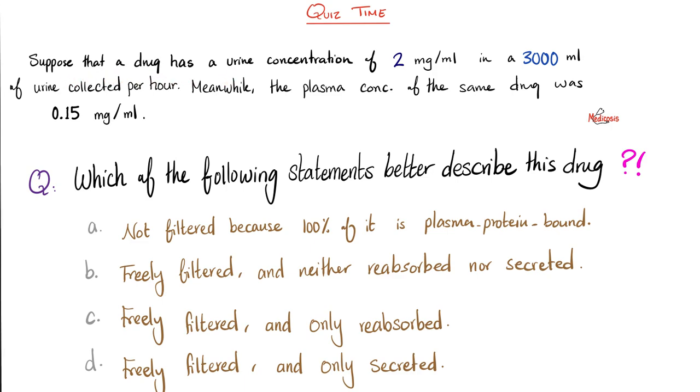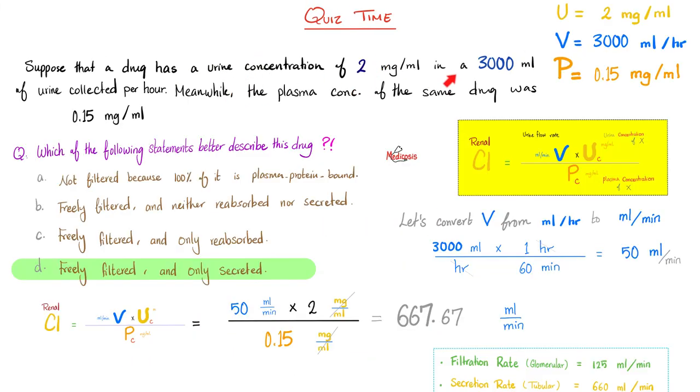Quiz time. Suppose that a drug has a urine concentration of this in a 3000 ml urine collected per hour. Meanwhile, the plasma concentration of the same drug was 0.15 milligrams per ml. Which of the following statements better describe this drug? Pause. If you look at the question stem carefully, they gave you the UV over P. Therefore, they want you to calculate renal plasma clearance. When I calculated the renal plasma clearance, the answer was 667.67 ml per minute.